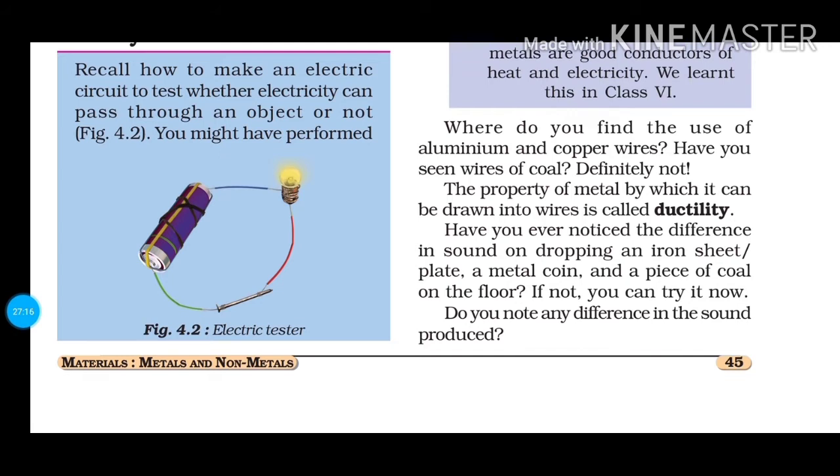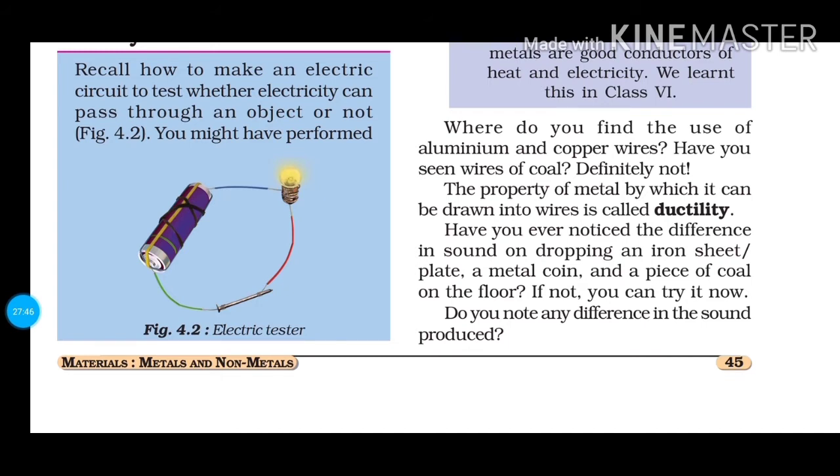Fine. The property of the metal by which it can be drawn into the wire is called ductility. So ductility is the next property of metals. Okay. So what is the ductility? You can define that the property which allows the metals to be drawn into the thin wires is called ductility.